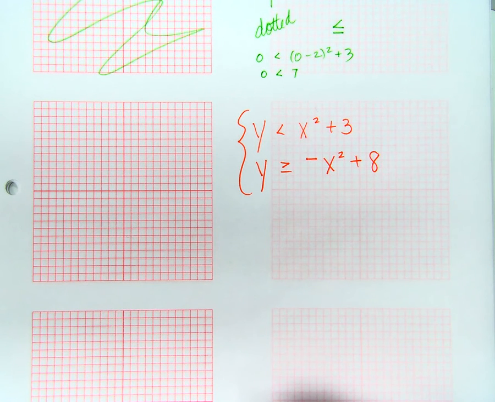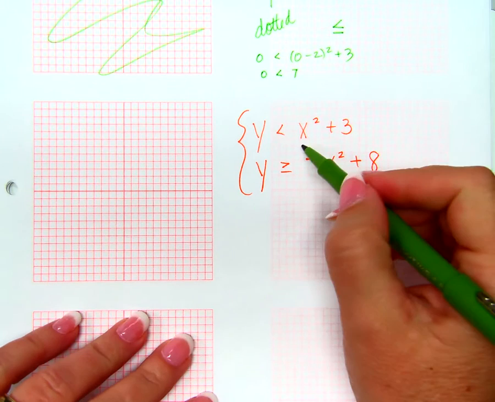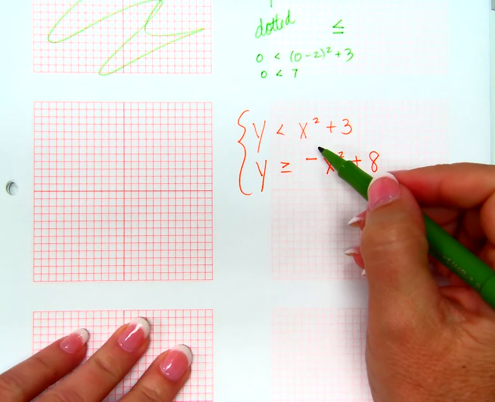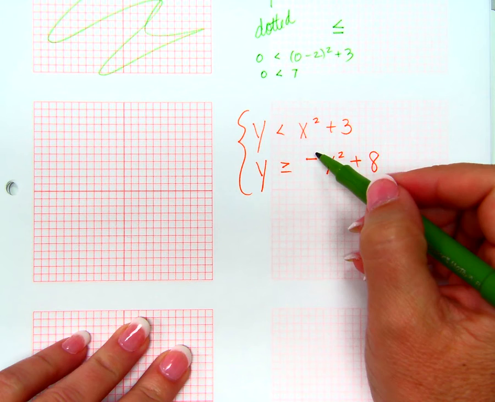And we're only going to shade where they both work, right? We're only going to shade where they both work, okay? Okay, so where is that going to be? Well, how about if we start graphing them and figure that out, right? That's what we got to do, okay?